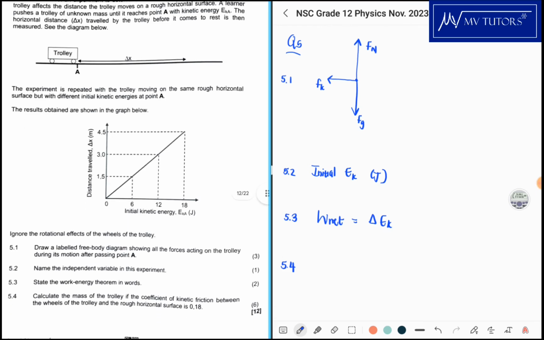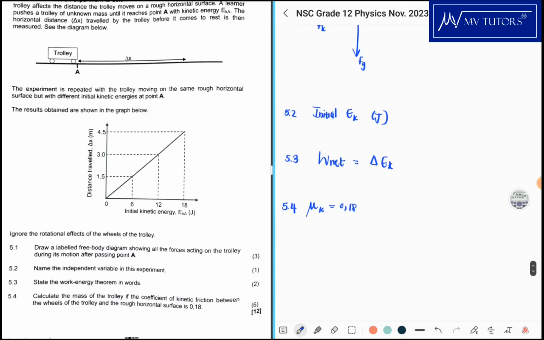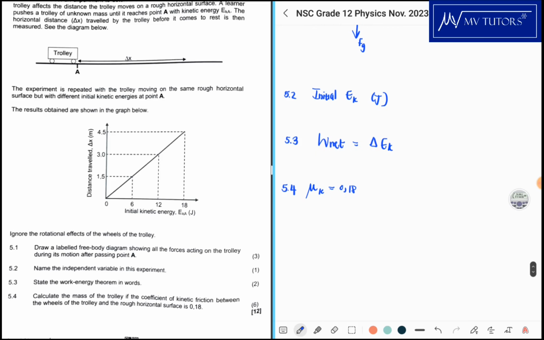And then 5.4, which is the last question for 6 marks, it says, calculate the mass of the trolley if the coefficient of kinetic friction between the wheels of the trolley and the rough horizontal surface is 0.18. So mu k, which is our coefficient of kinetic friction, is equal to 0.18. And remember, we're dealing with friction here. Friction is a non-conservative force, right? So we're going to look at the work done by a non-conservative force, which is equal to the change in kinetic energy plus the change in potential energy.